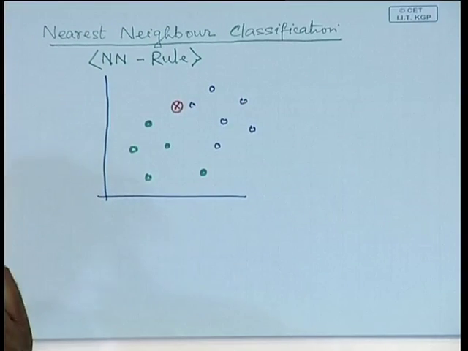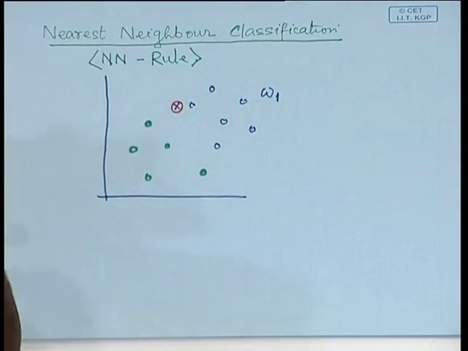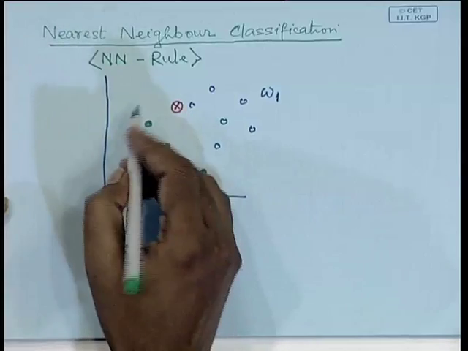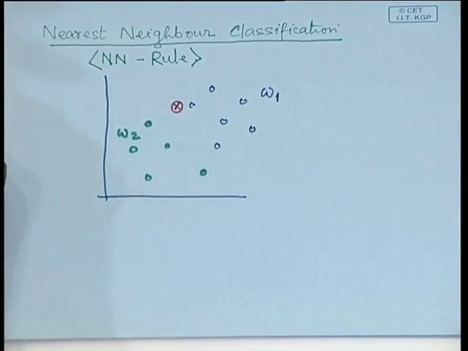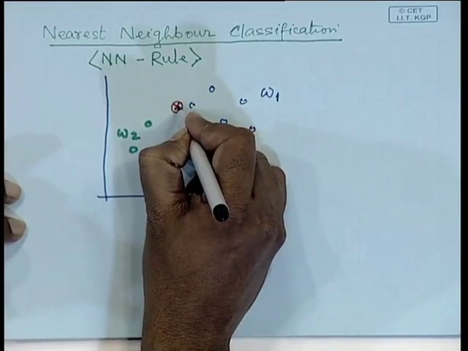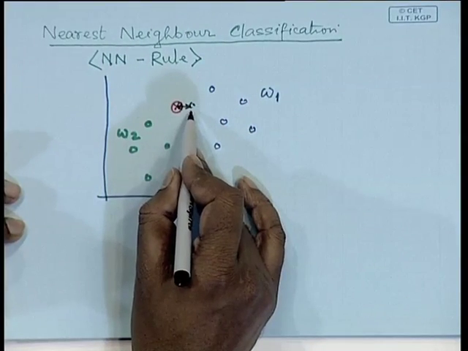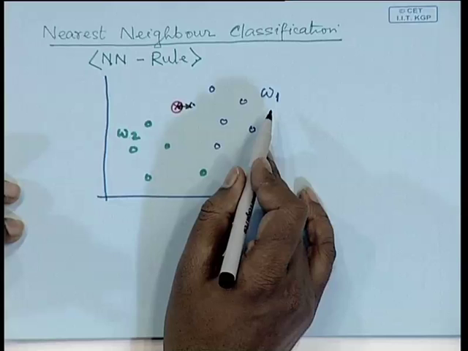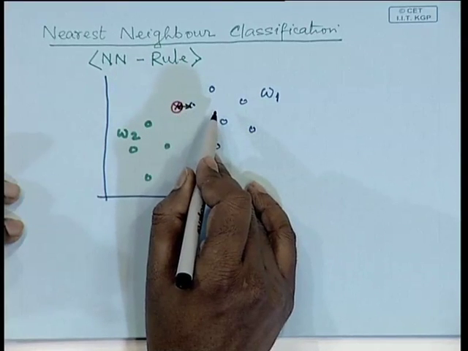Okay. So, if these samples belong to class omega 1 and these are the samples which belong to class omega 2, I just find out which sample is nearest to this unknown sample. You find that the distance between this sample and this sample is minimum. So, the nearest sample is this one, and this sample belongs to class omega 1. So, I simply classify this unknown sample to class omega 1.